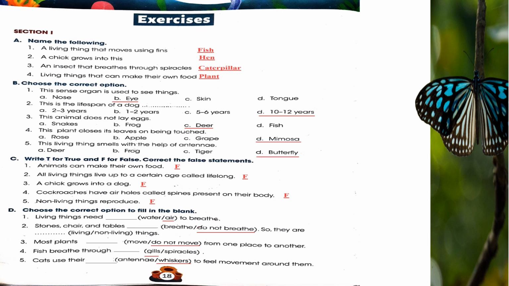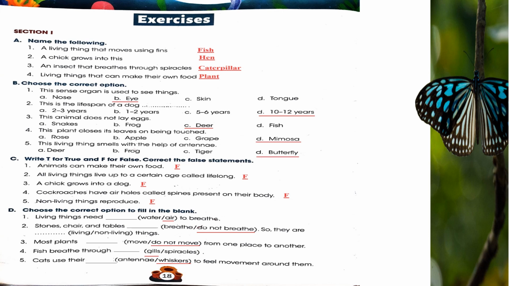Choose the correct option. First, this sense organ is used to see things. Options are nose, eye, skin and tongue. Answer is eye. Second, this is the lifespan of a dog. Options are 2 to 3 years, 1 to 2 years, 5 to 6 years and 10 to 12 years. Answer is 10 to 12 years. That is, the lifespan of a dog is 10 to 12 years.